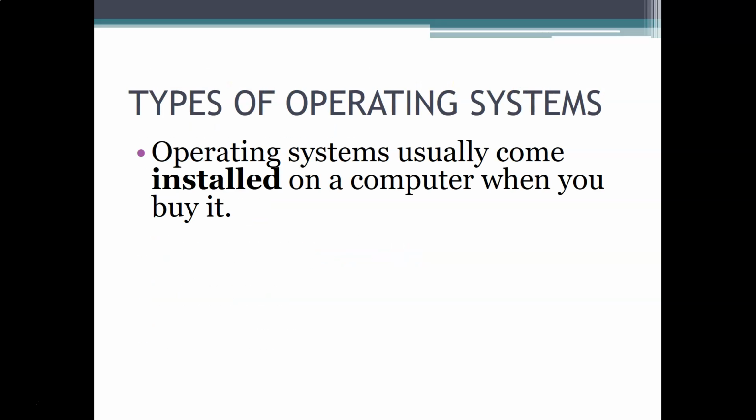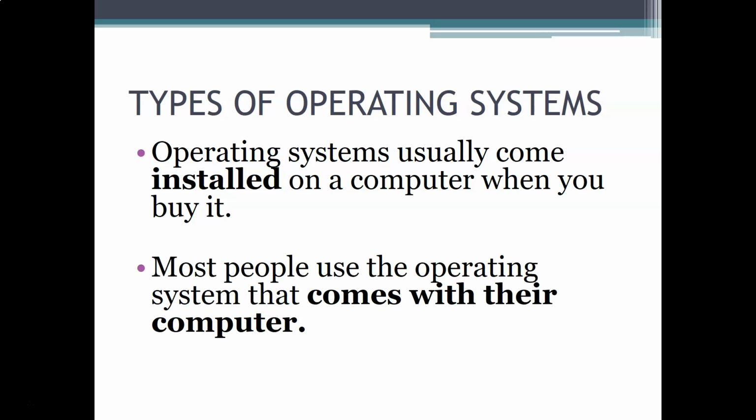And you have different types, right? So operating systems are typically installed on your computer. They come pre-made, so when I buy an HP, it already has Windows loaded. When I buy an Apple computer, it has Mac OS loaded, right? So they typically come installed, and most people use the one that it comes with.